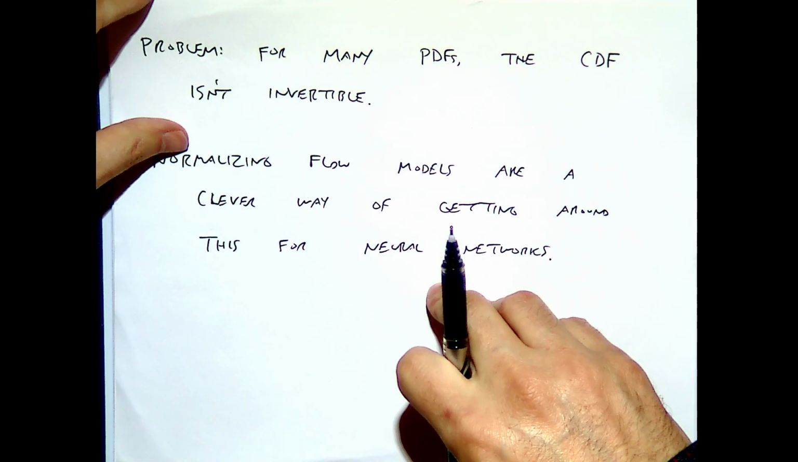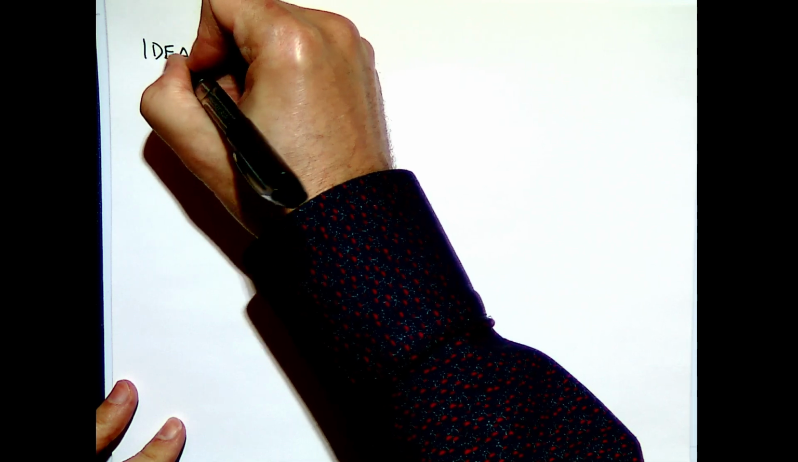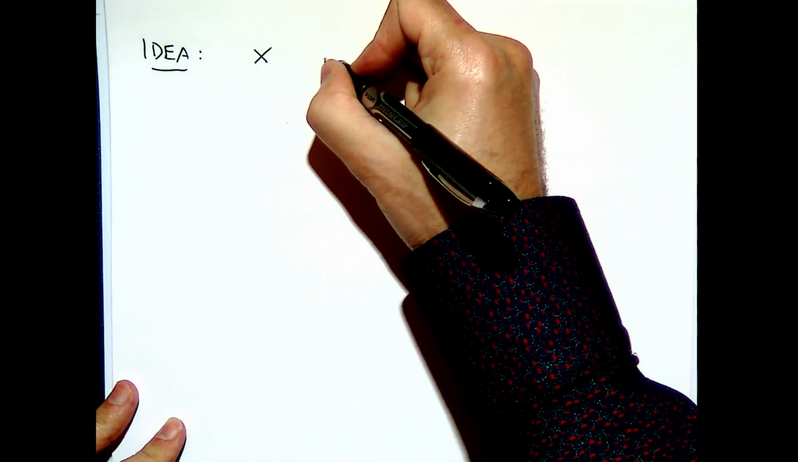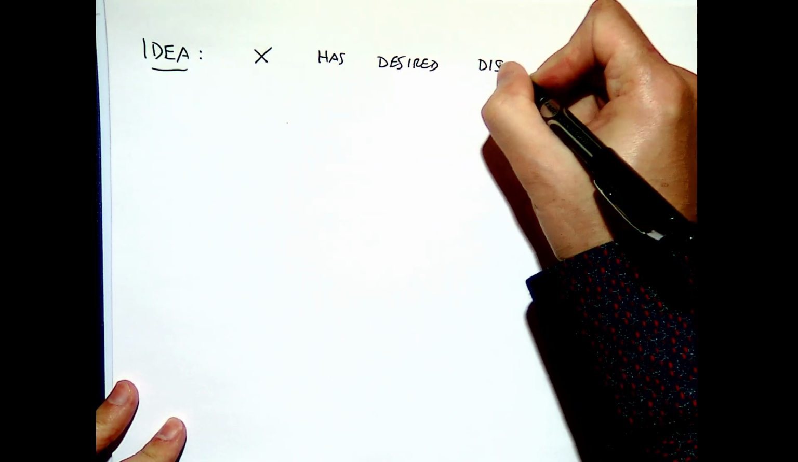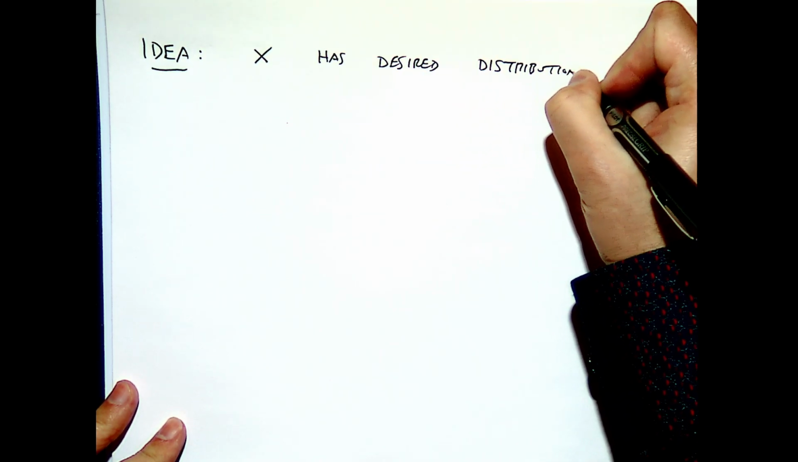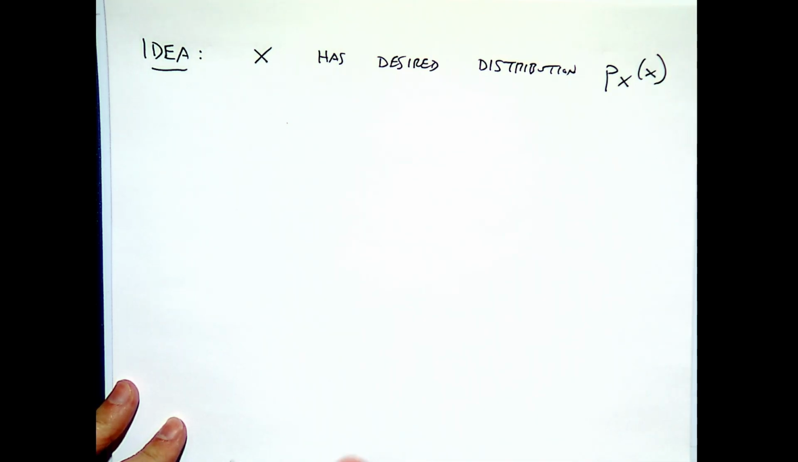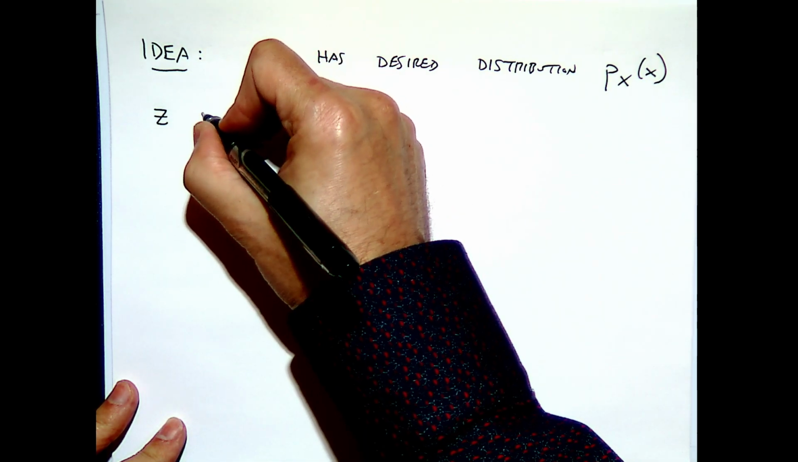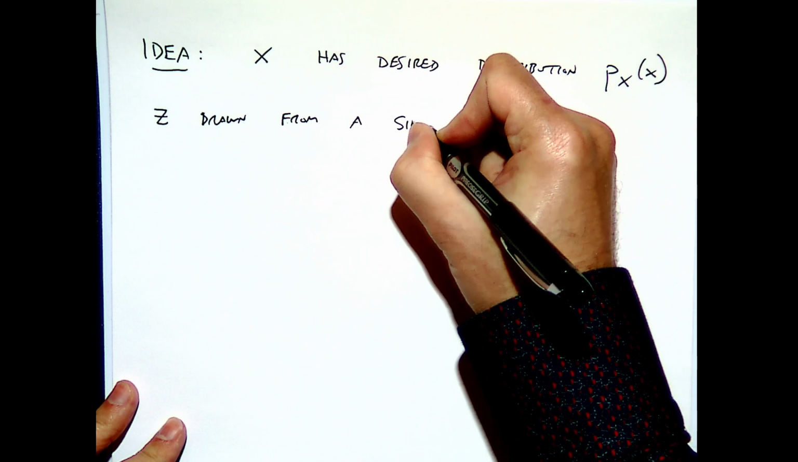Okay, so here's the idea. Kind of the same setup as usual. We have X, which should have this desired distribution, which let's call the PDF P of X, okay? And let Z be some simple distribution like our Gaussians, right?